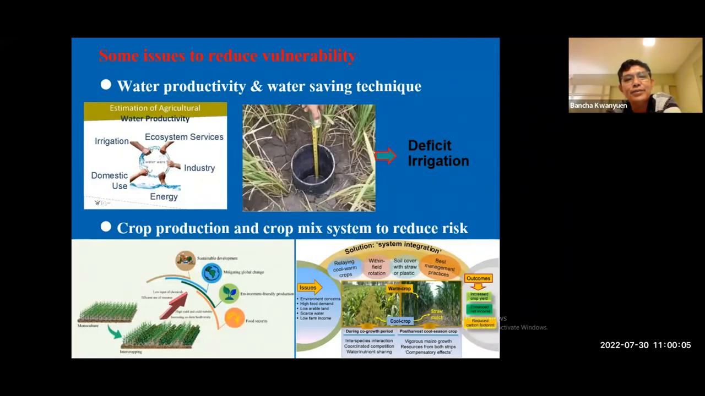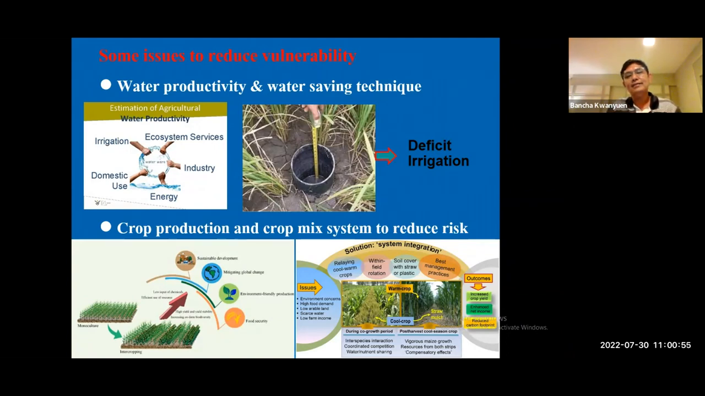Some issues to be raised to reduce our vulnerability. To do this, we have to look at water productivity and water saving. On water productivity itself, we have many sectors that use water, like I discussed earlier. From the water footprint, more than 90% of the water is used for agriculture. So you understand that you have to select crops that consume less water and give us more productivity per cubic meter of water.